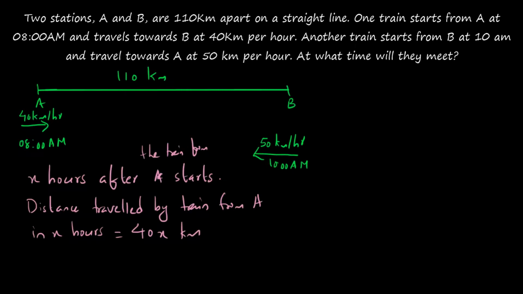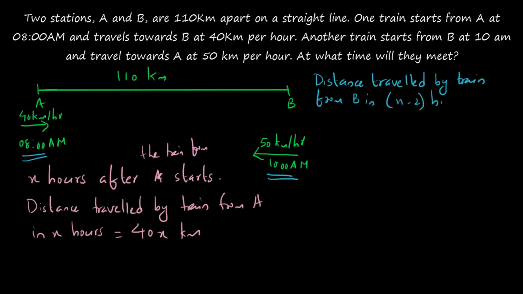And what about the second train? The second train is leaving 2 hours after the train leaves from A. This is given, it is leaving only at 10 am. The first train leaves at 8 am from A, but the second train is leaving only at 10 am. So you have to consider the distance travelled by the train from B in x minus 2 hours, because it is travelling 2 hours later than the train from A. Then only you can write the formula correctly. So the distance travelled by train from B in x minus 2 hours. That is how you have to write.